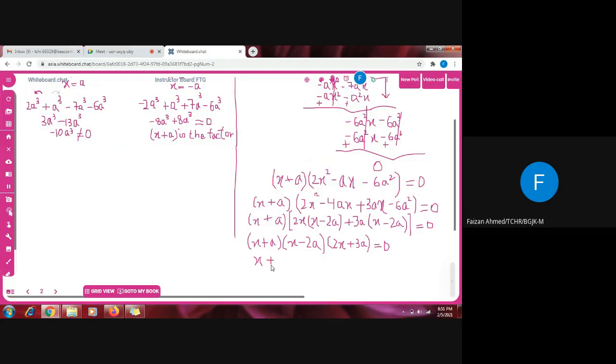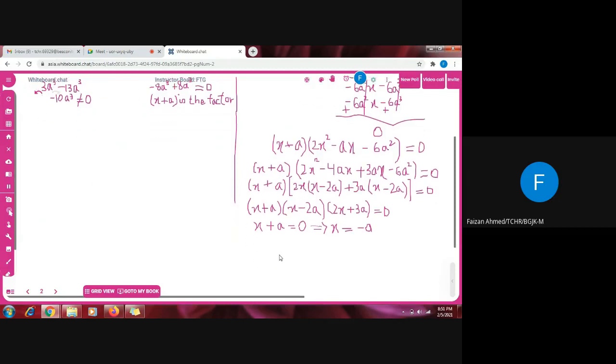So first of all I will put x plus a equals to 0, and the value of x is coming out to be, this is positive a, when it will go on the other side, the first value of x is minus a. And the second bracket is x minus 2a. So I will again put this equals to 0, x minus 2a equals to 0. So this minus 2a will go on the other side, and the value of x is coming out to be positive 2a.